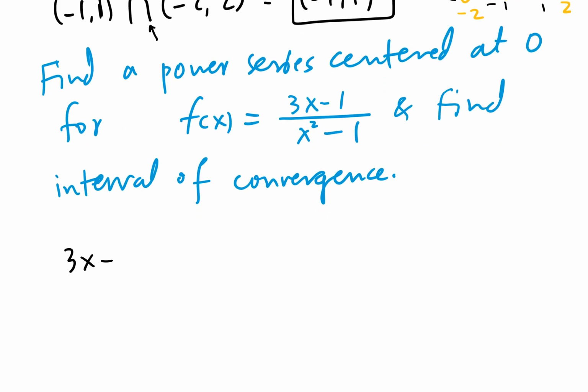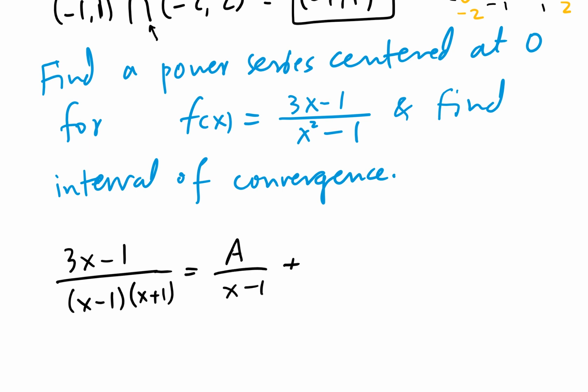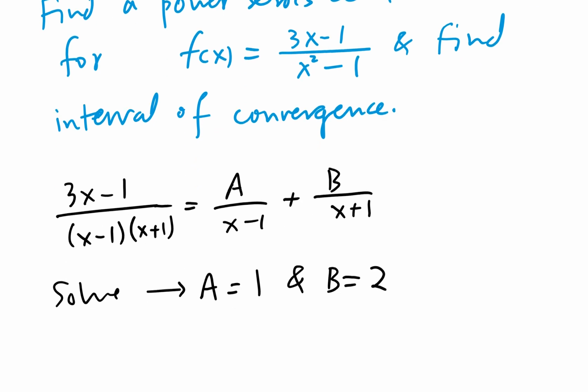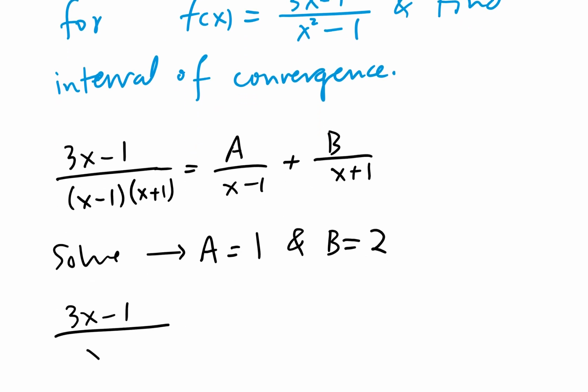My goal is to take this, factor the denominator, and do something that we've done before. It's the partial fraction decomposition. So I'm going to rewrite this as A over the first one, B over the second one. And I'm assuming everyone can solve to get A to be 1 and B to be 2. When you do the partial fraction, multiply everything by the least common denominator and solve. So then 3x minus 1 over x squared minus 1 is A over that plus B over this.